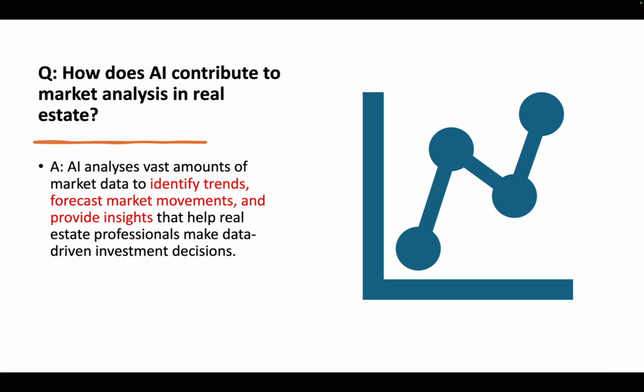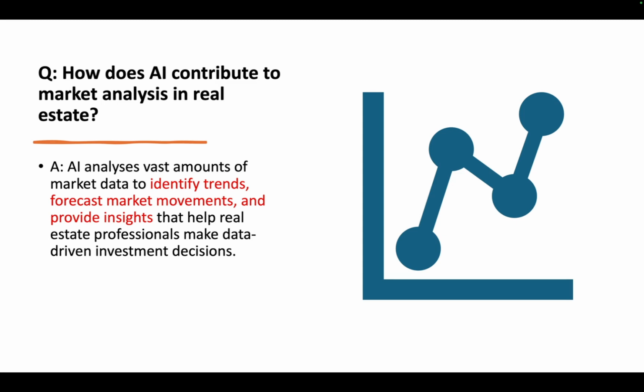How does AI contribute to market analysis in real estate? So AI analyzes vast amounts of data, and based on the analysis, it's able to identify trends, it's able to forecast market movements and provide the insight. So that is one way that AI contributes. There are other areas now with generative AI. The AI can help create your property descriptions or your property listings, or make any post you're making more SEO friendly.